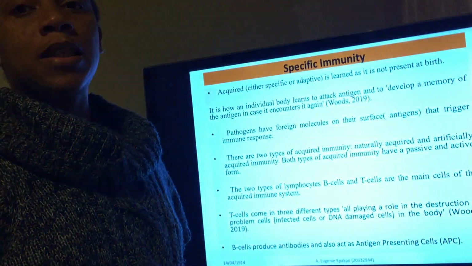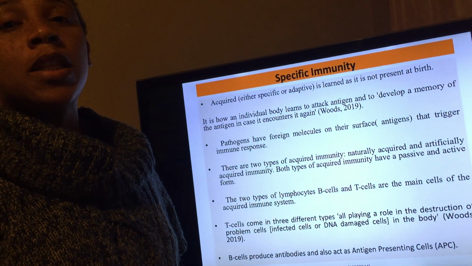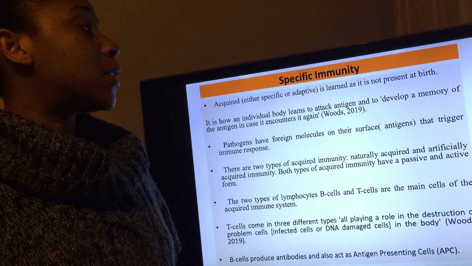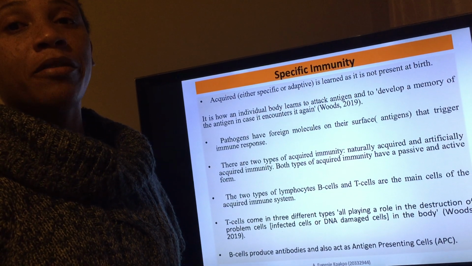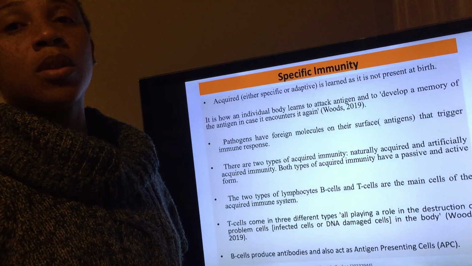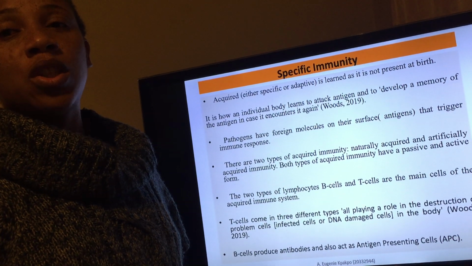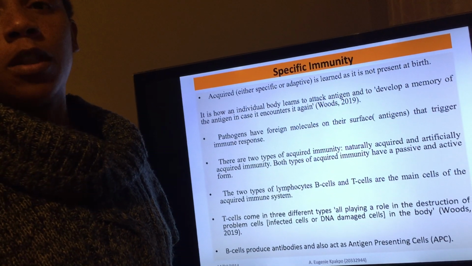The lymphocytes, T cells and B cells, are the main immune cells of acquired immunity. T cells come in three types: helper T cell, cytotoxic T cell, and suppressor T cell. They help fight infected and DNA-damaged cells, while B cells produce antibodies and present antigen to T cells, also providing signals for T cell activation.